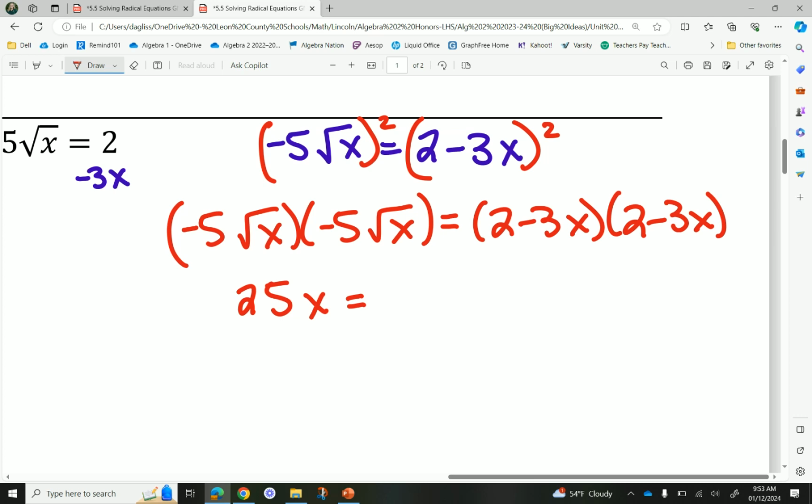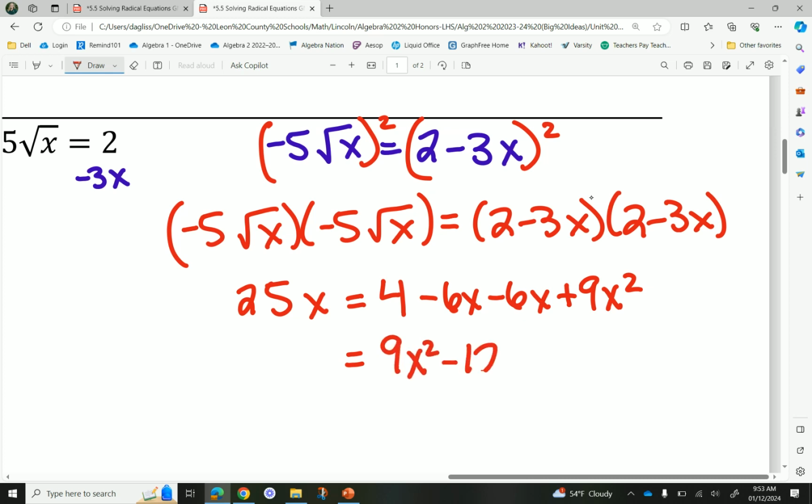Okay? This is when it becomes special. There's foiling going on. This is how we get our quadratic that we're going to have to solve. So first, outer, inner, last. 2 times 2 gives me 4. 2 times negative 3x is negative 6x. Negative 3x times 2 is negative 6x. Negative 3x times negative 3x gives me a positive 9x squared. Let's rearrange and make that side pretty. Let's put 9x squared first. Let's combine these guys in the middle to get negative 12x and put our positive 4 on the end.